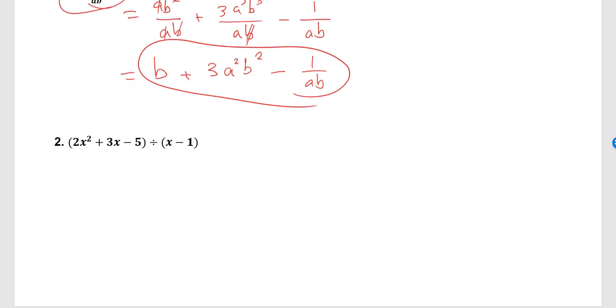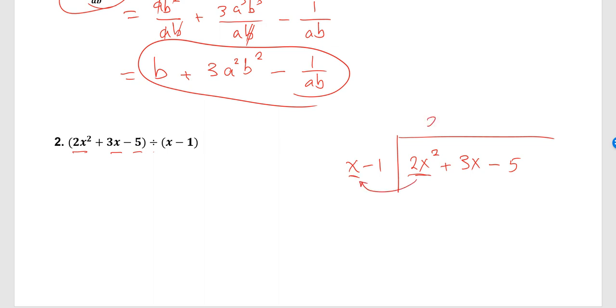Okay, next exercise. 2x squared plus 3x minus 5 divided by x minus 1. So again, just write out the division form, right? So we have 2x squared plus 3x minus 5, and then divided by x minus 1. So again, follow the algorithm just the way you were taught, okay? So take the first term, 2x squared, divide by this first term, right? So 2x squared divided by x is just 2x.